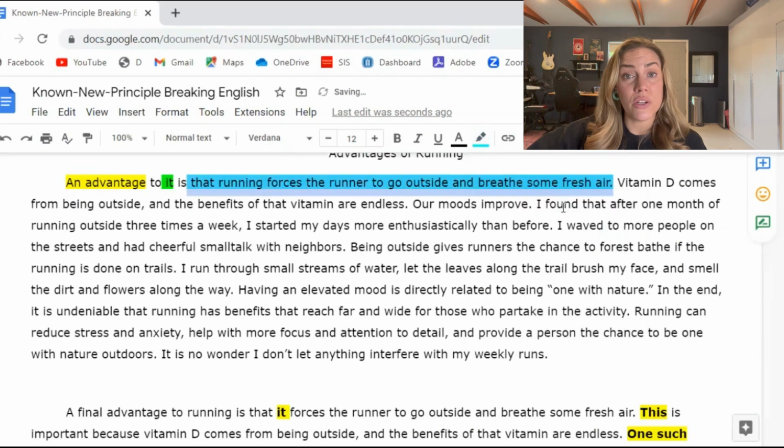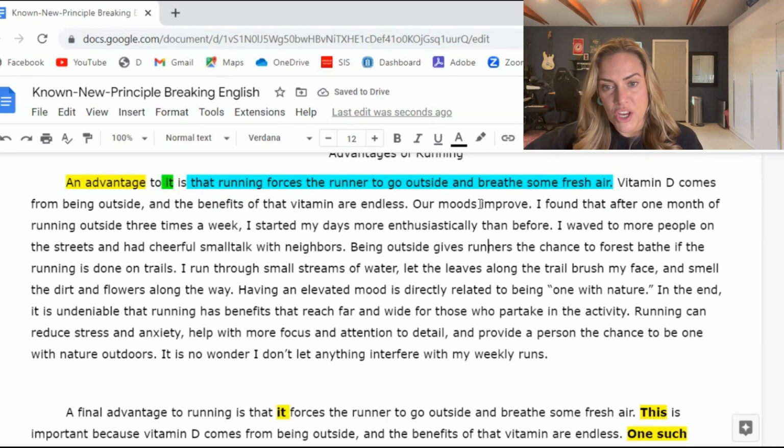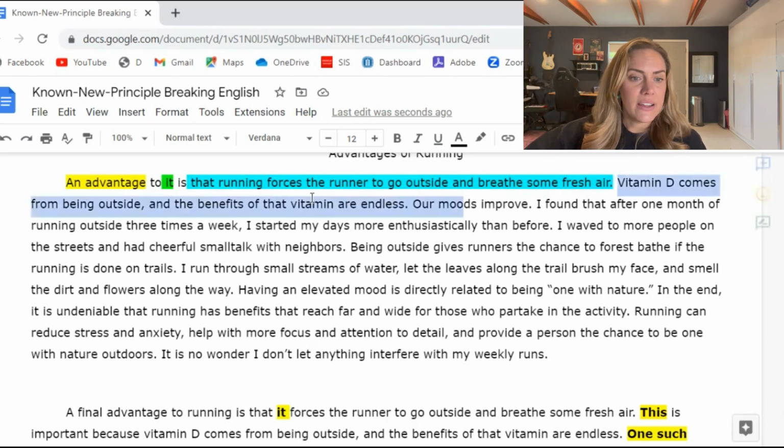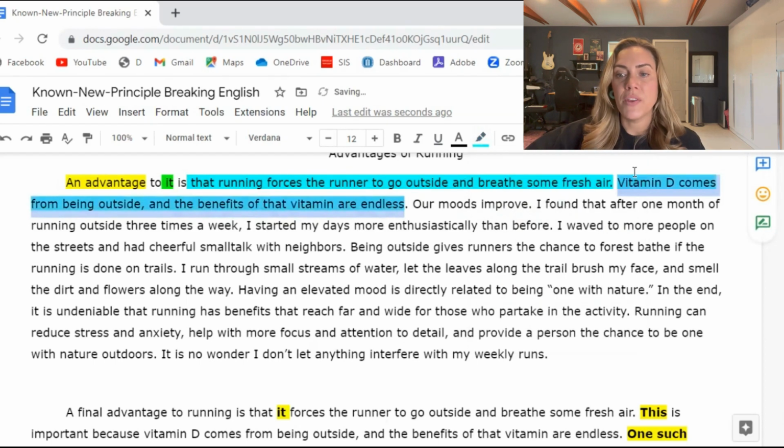I'm going to make that blue because it's new information. So the known information is yellow. The new information is blue. The green is where I'm having trouble with coherence. "Vitamin D comes from being outside, and the benefits of that vitamin are endless." New information. So here, if I were the writer, I would not just jump from new to new. I would add some element of coherence here to glue those ideas together and help the reader remember what was already known before introducing something new.